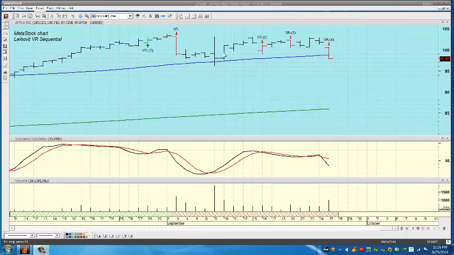On the screen you can see 1, 2, 3, and then yesterday 4 Leibovit negative VRs. The 5-3 stochastic is in a downtrend. We did close under the 50-day moving average, which opens up risk all the way down to the 200-day, which is in the mid to high 80s.